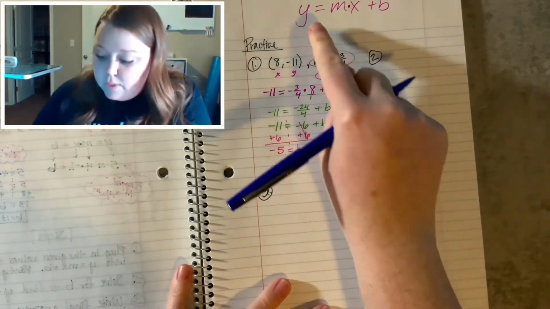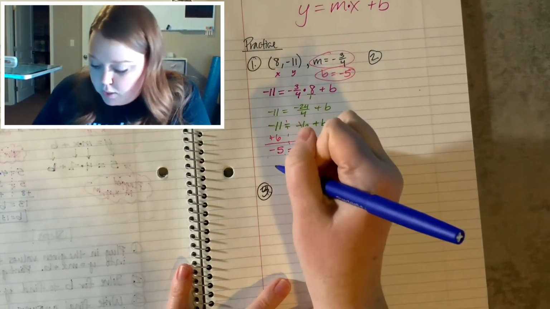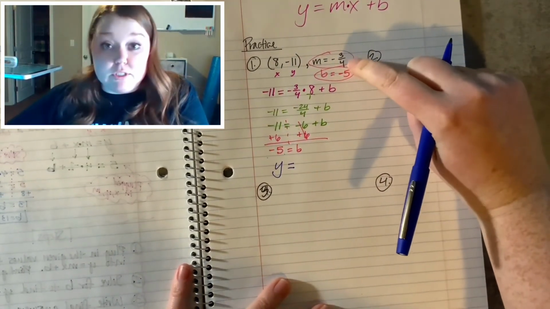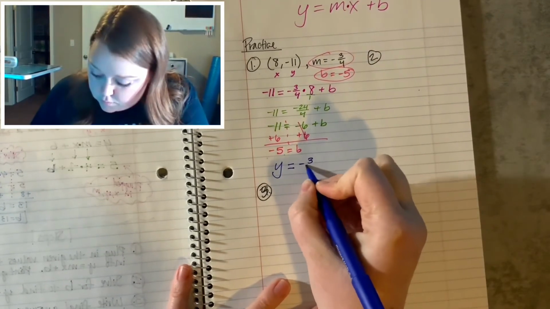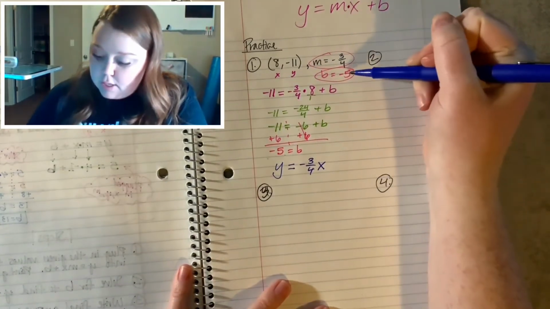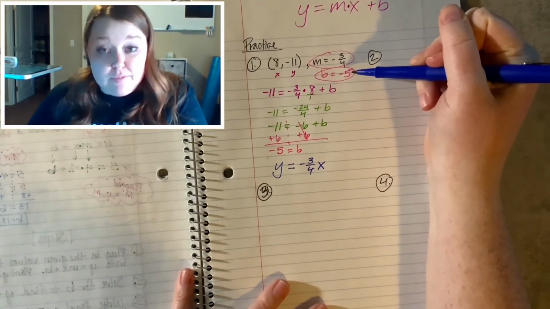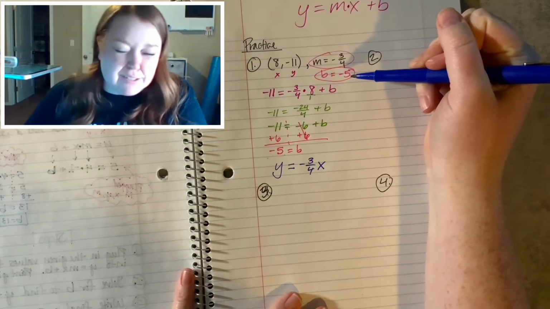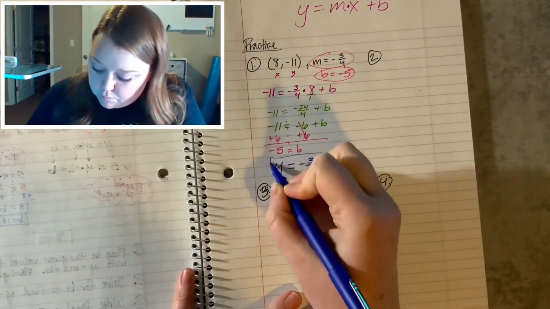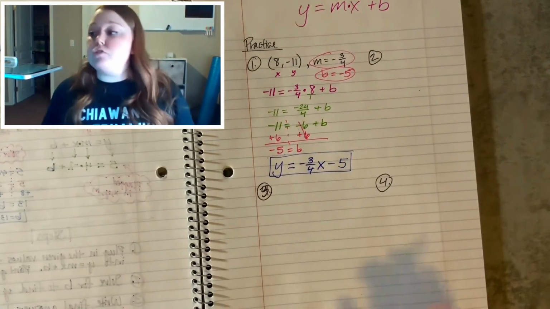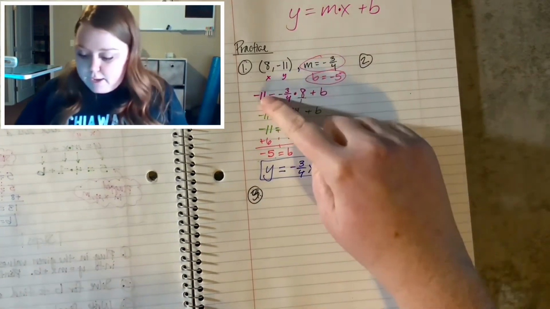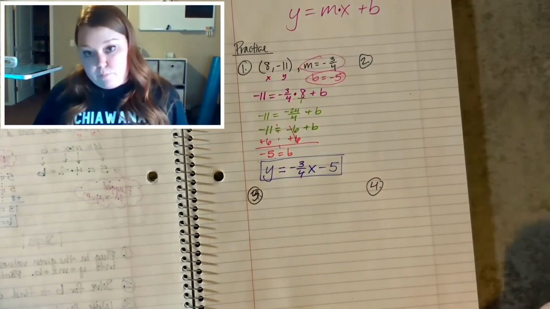So my final equation in slope-intercept form is y equals m, which is negative 3/4, x, do not forget that x, and then plus b, but in this case, your b value is negative. So we don't do plus negative 5. That's just kind of messy. Just do minus 5. And that's the equation of that line. Okay. So we plugged in our y, our m, our x, and we solved for b.